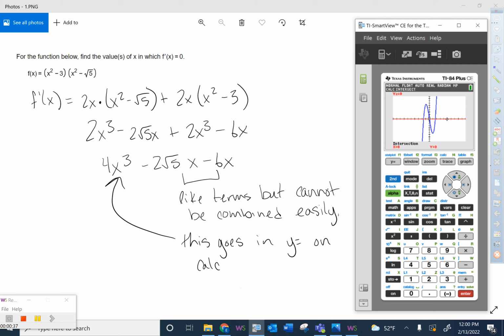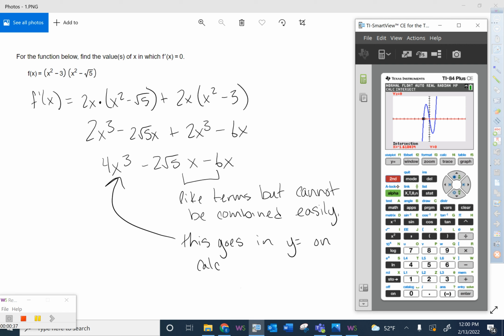Okay, then the second one, you're still going to do second trace intersection, the fifth one, but you just have to arrow over until you're closer to one of the other intersections, and then you repeat that enter, enter, enter. So there's your second one, 1.6 and some change there. You're going to round to whatever it asks you to.